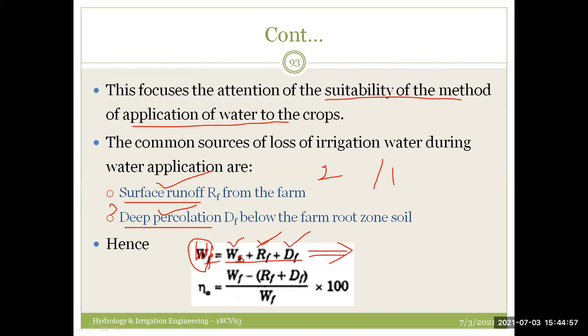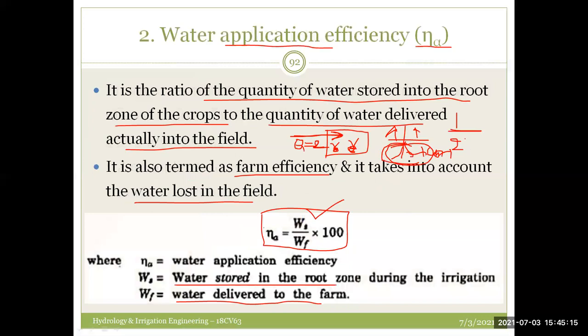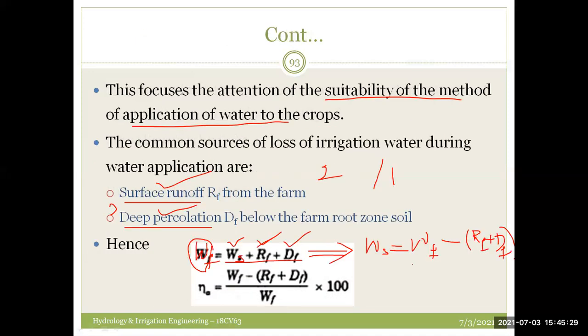So from this, you can rewrite Ws is equal to Wf minus (Rf plus Df). So you can rearrange the equation. If you see here, eta alpha, that is water application efficiency, is Ws by Wf into 100. So Ws is the water stored in the root zone to the water supplied to the farm. Okay, so Ws will be equal to Wf minus (Rf plus Df). So eta alpha will be equal to Wf minus (Rf plus Df) divided by Wf into 100. So this is the equation for water application efficiency.